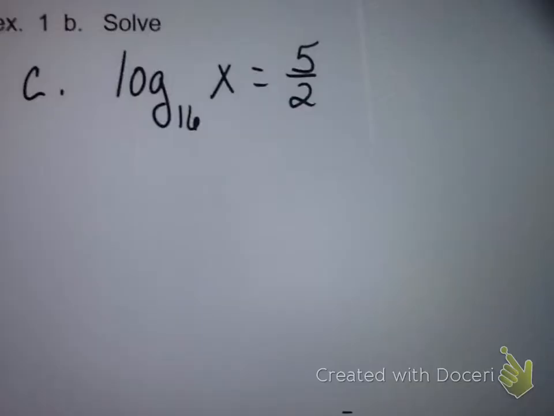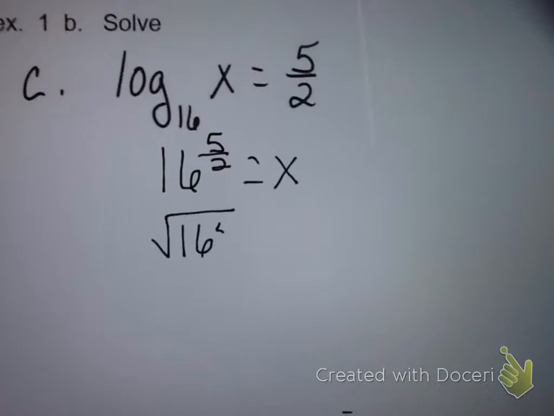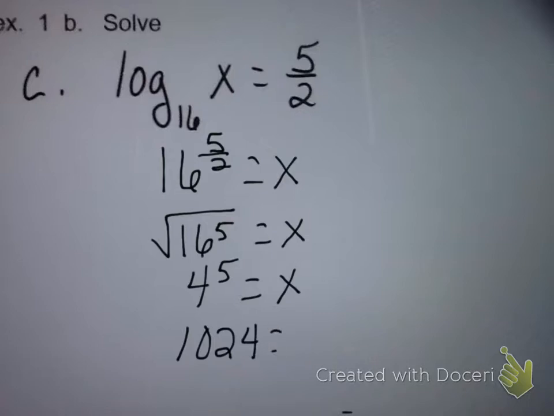Example 1c, solve. Pause the recording and do this yourself and see if you get the same answer. 16 to the 5/2 power, which is the square root of 16 to the 5th power. Square root of 16 is 4. 4 to the 5th power is 1024.